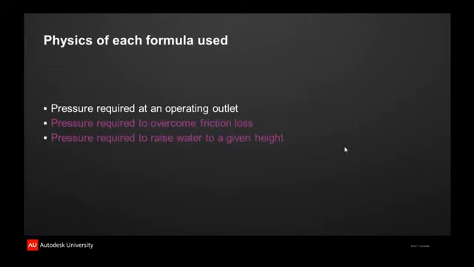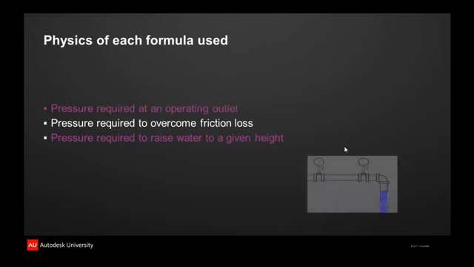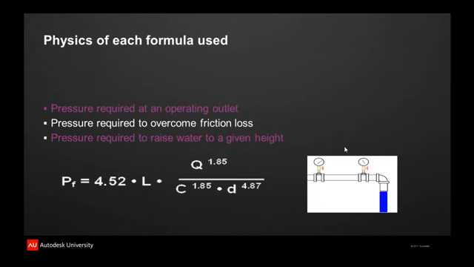I think we'll use that to close out our discussion of the pressure required at an operating outlet and move on to talking about the pressure required to overcome friction loss in a section of pipe with water flowing through it. Like before, I'll start with the punchline, which is the formula itself, and then we can talk a little bit about the empirical method that you could use to derive that formula.